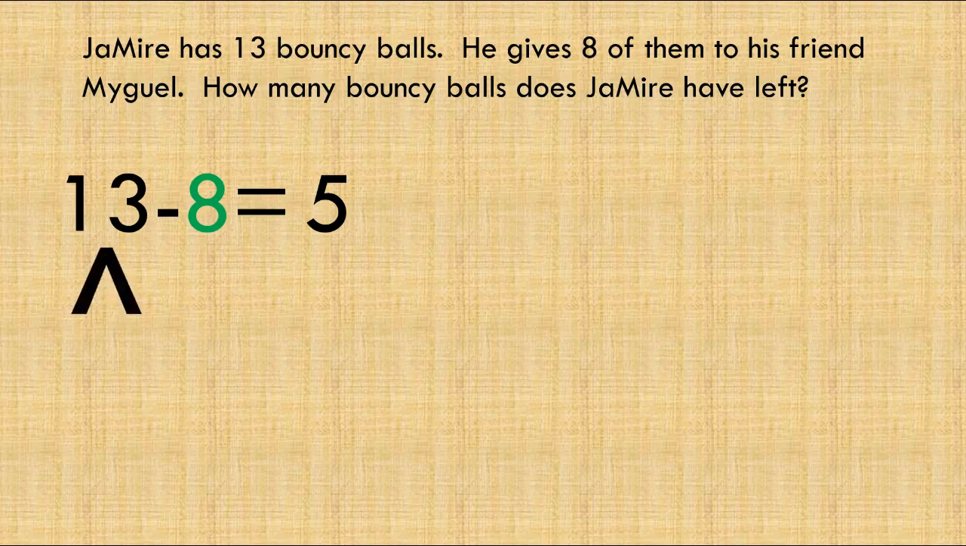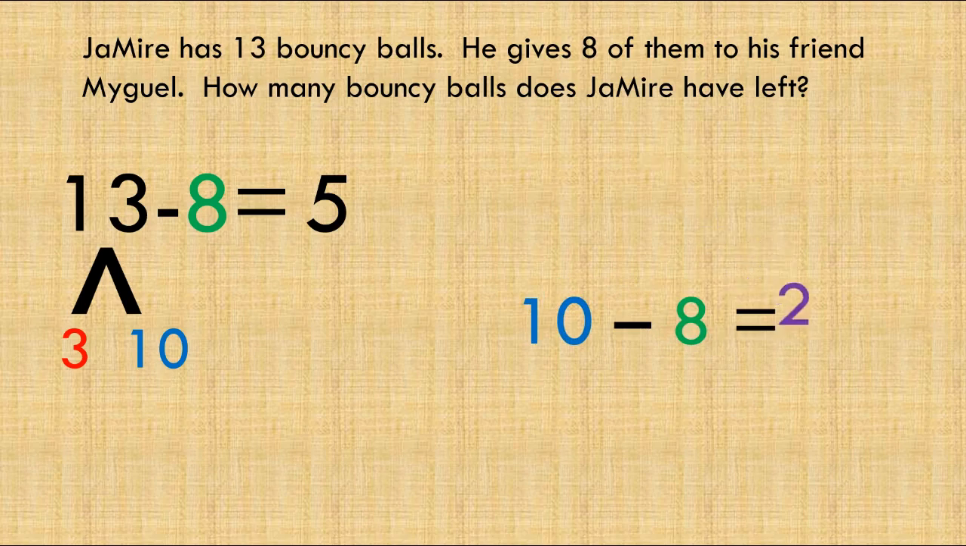We could have broken up this 13. We got 10, and then we have 3 left over. Our first number sentence would be 10 minus 8. What is 10 minus 8? 2. Very good. So what's our next number sentence? 3 plus 2. What is 3 plus 2? 5. There we go, and there's our answer. 13 minus 8 equals 5.